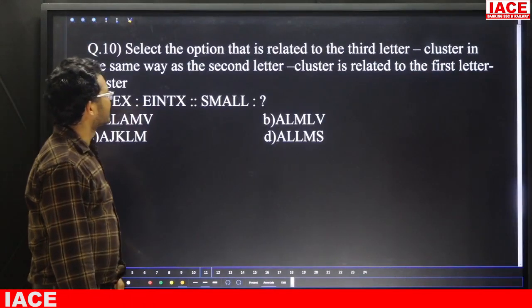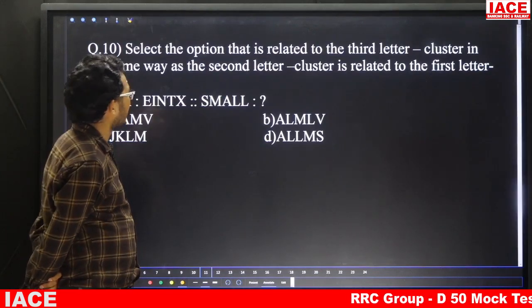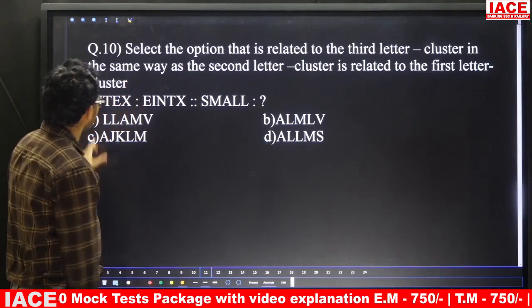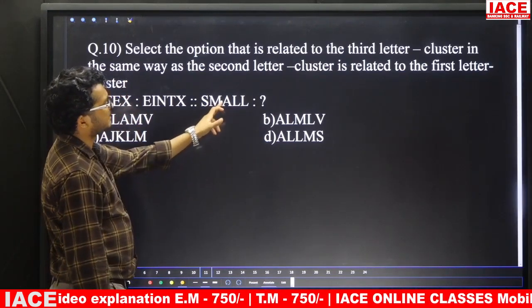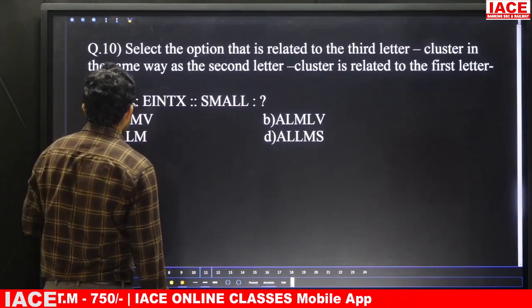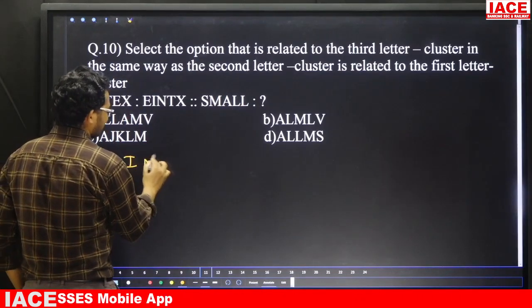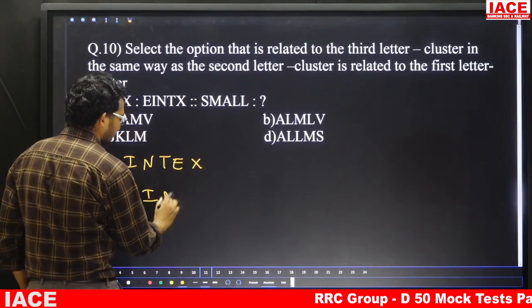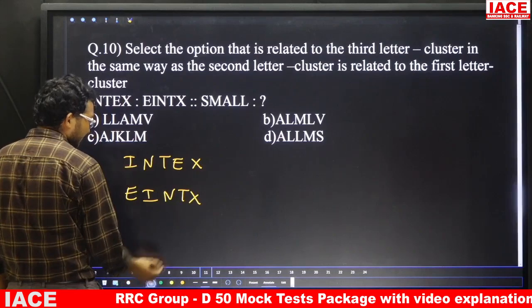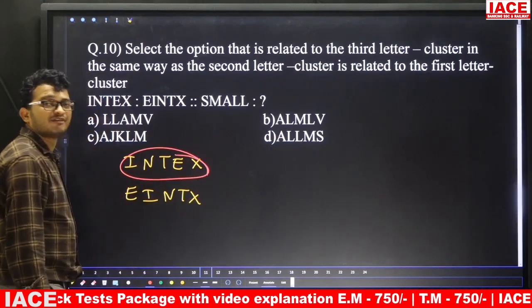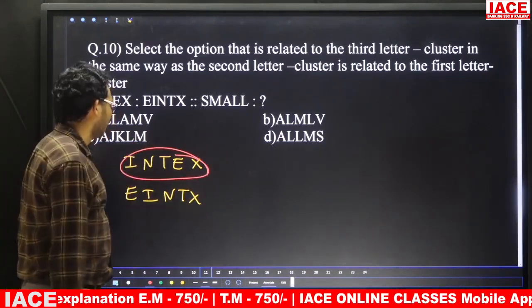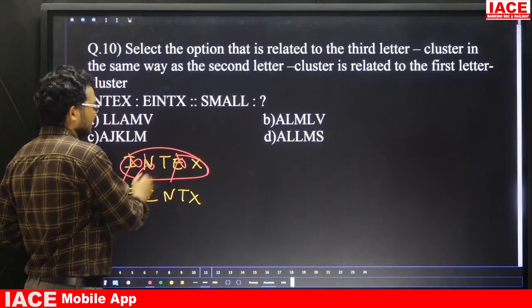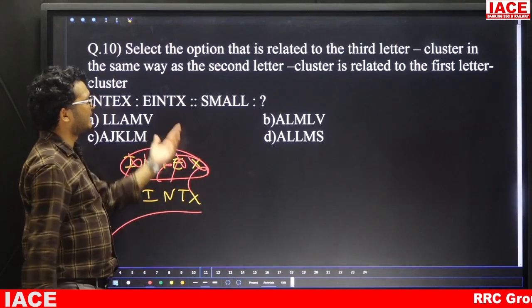Question number 10. Select the option that is related to the third letter cluster in the same way the second letter cluster is related to the first letter cluster. So these two are related based upon one feature, and the same is applicable for the third one and the fourth one. How are these related? Here the given word is INTEX, written as EINTX. That means the logic is alphabetical order, otherwise ascending order. Here the lowest alphabet is E, after E next one is I, next is N, next T, next one is X. The same manner, alphabetical order.